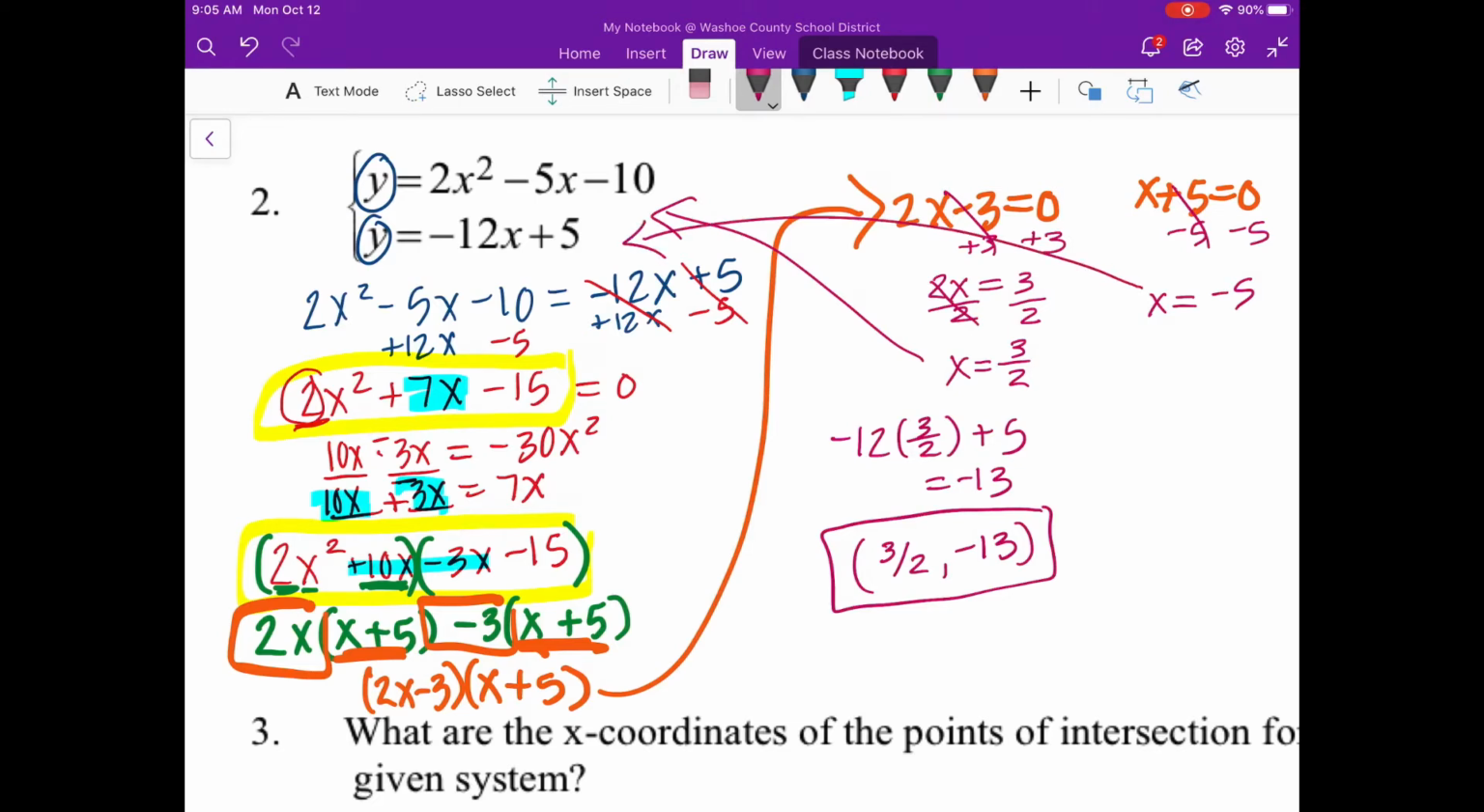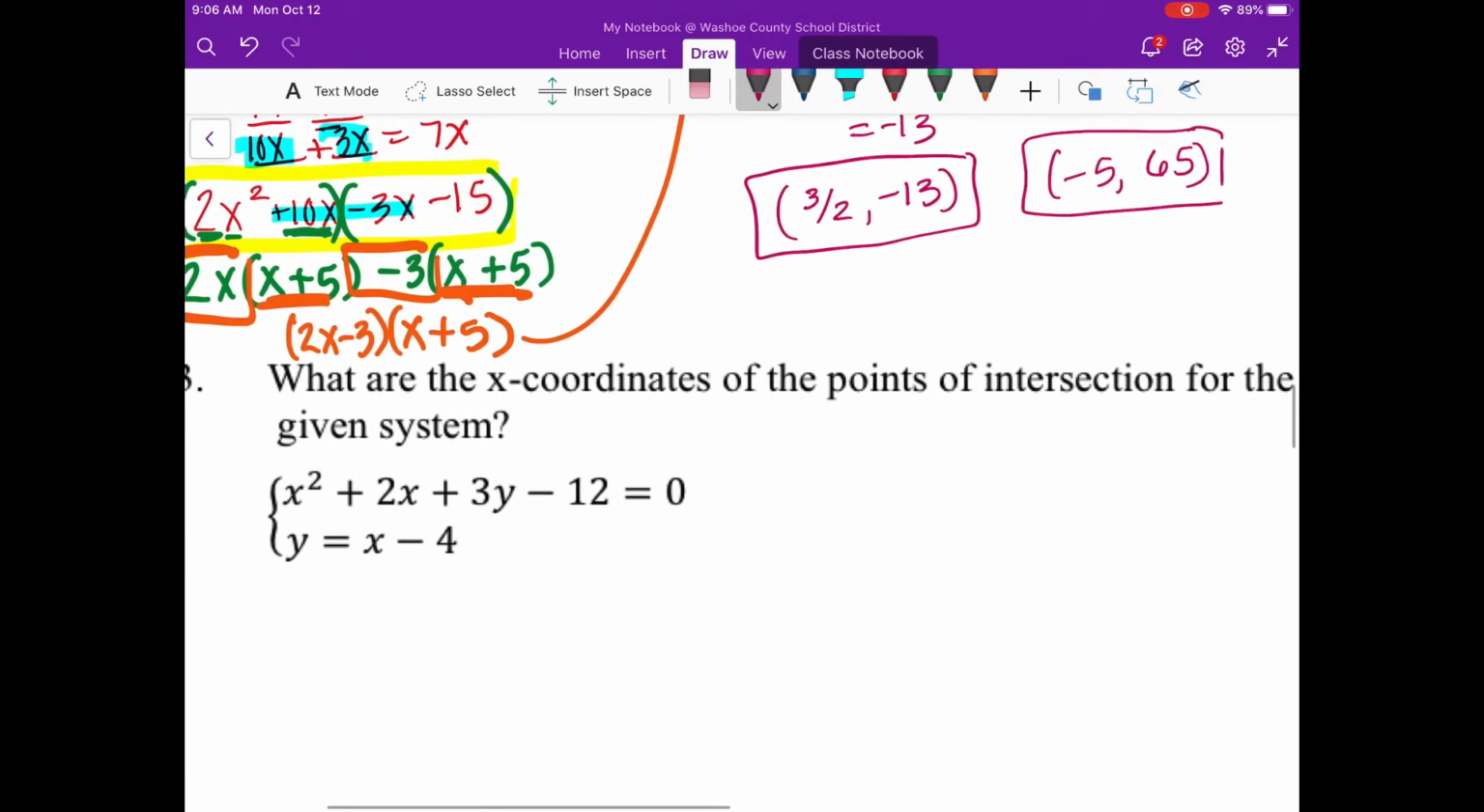And then for this one, again, substitute. I'm going to use the same one, the second one, -12 times -5 plus 5. Use your calculator just to be safe, and you get 65. So your final answer is the coordinate point, -5, 65.